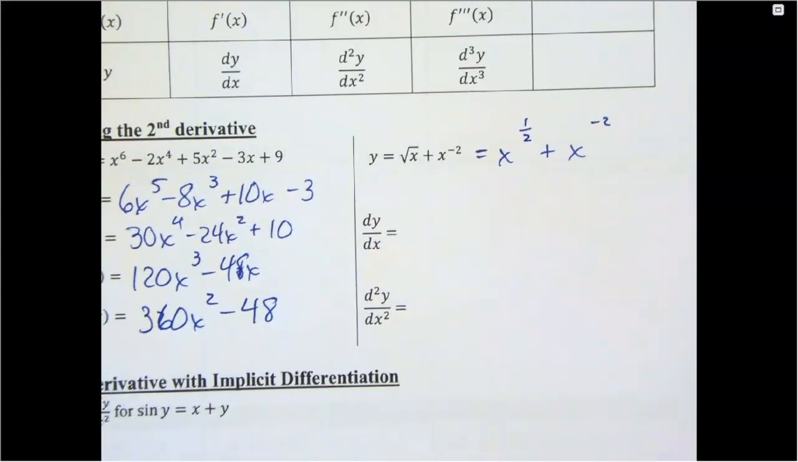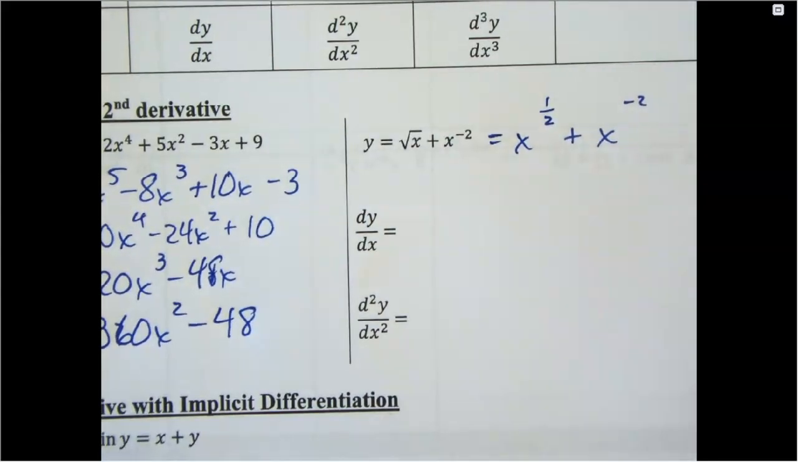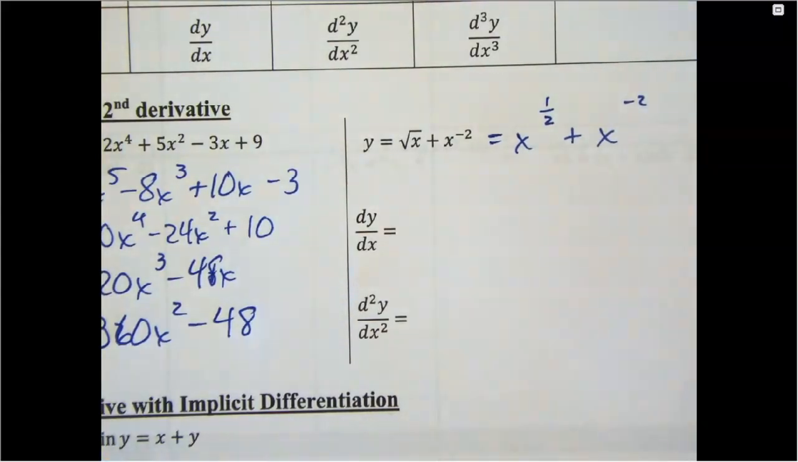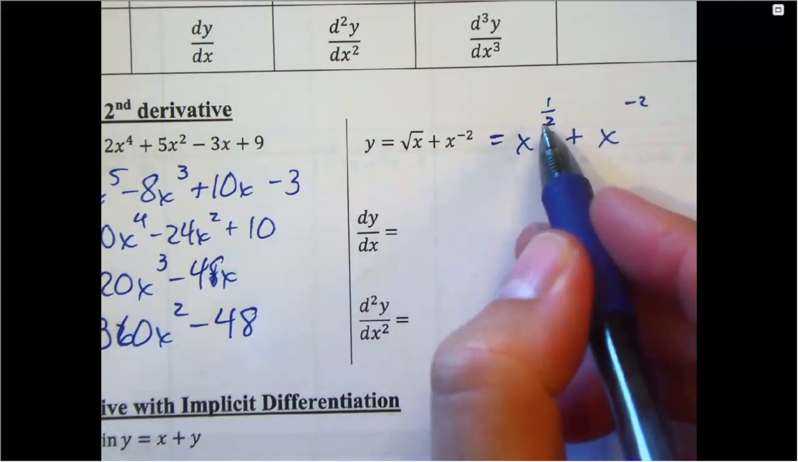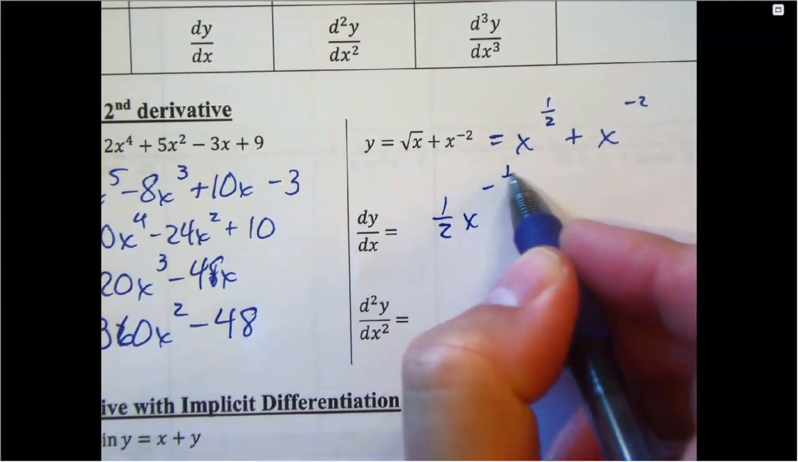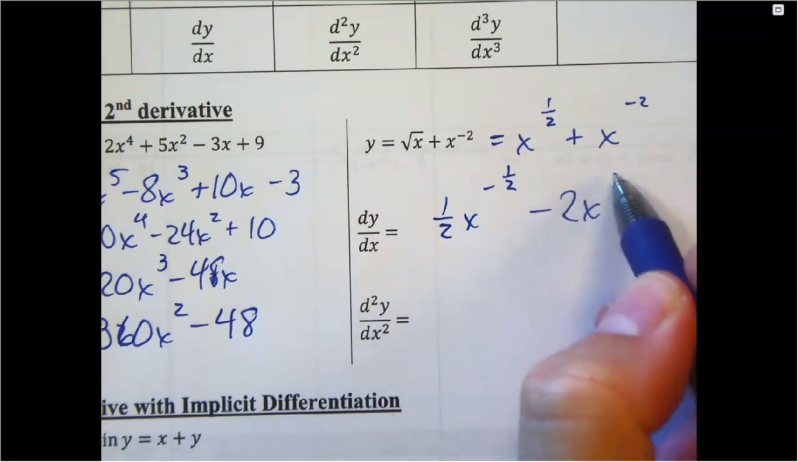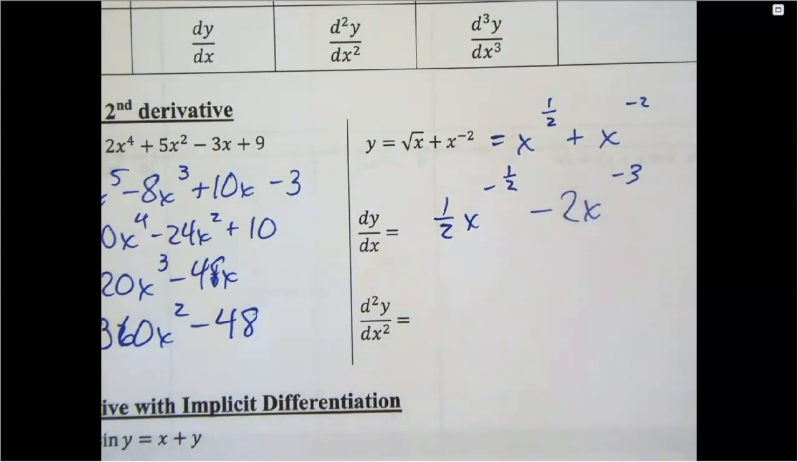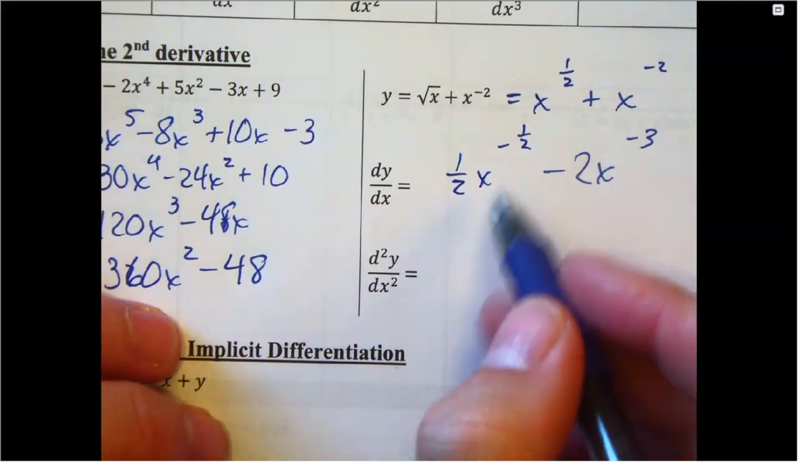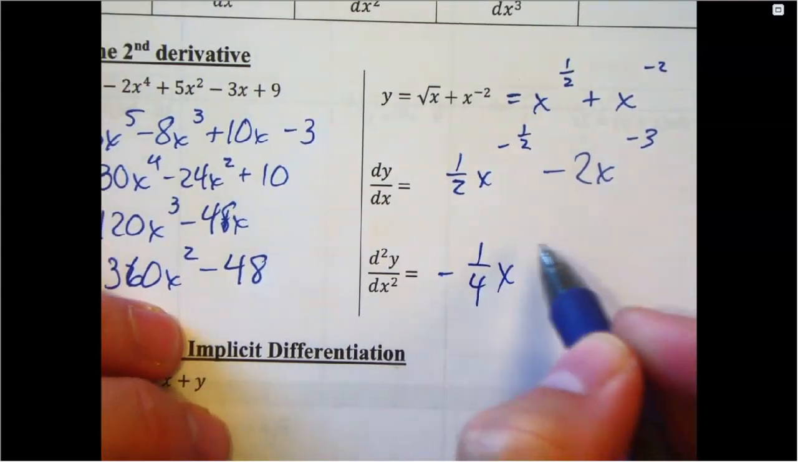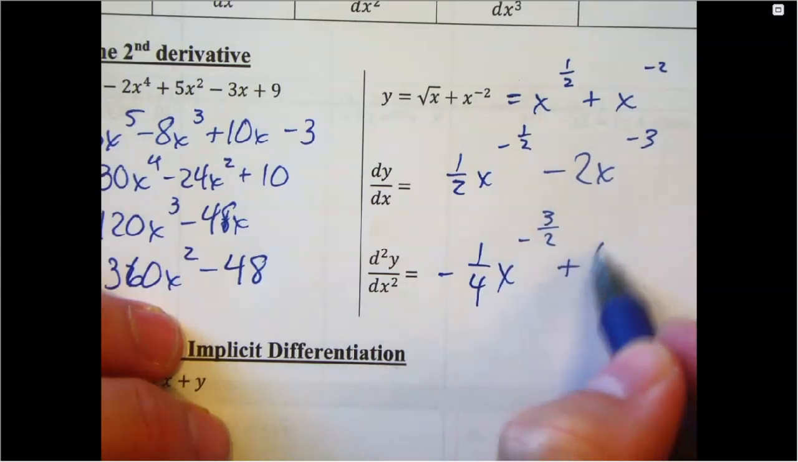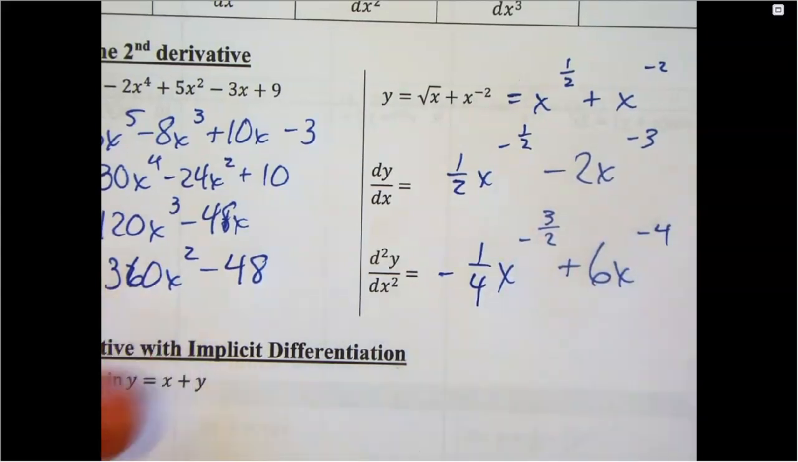I'll rewrite it first. Let's get rid of the radical. And then just take the derivative of each of those, so that becomes 1/2 x to the negative 1/2 minus 2x to the negative 3. And I said don't worry about common denominators, so we just go again. So negative 1/4 x to the negative 3/2 plus 6x to the negative 4.